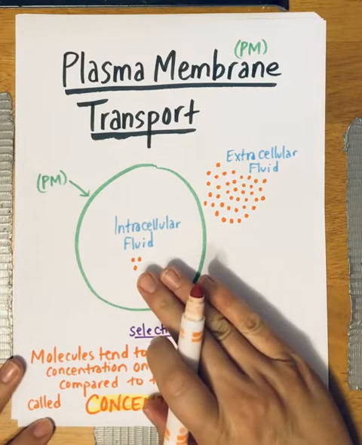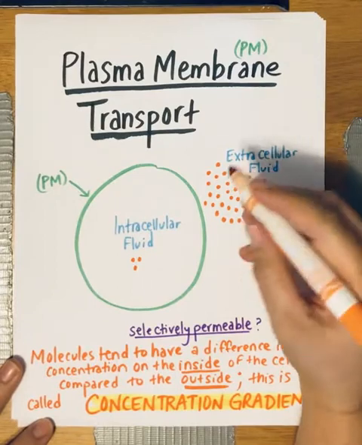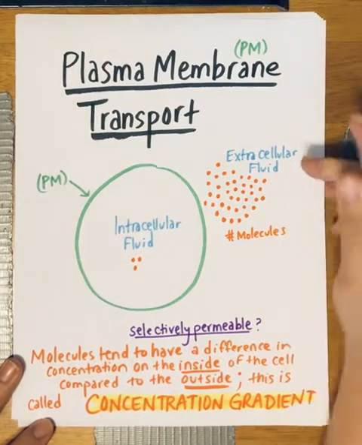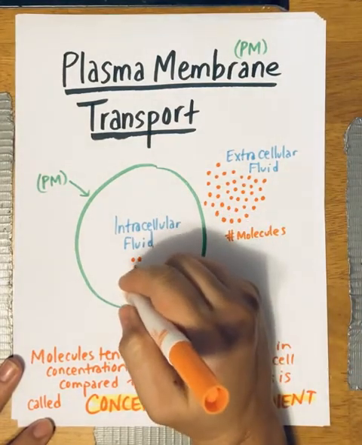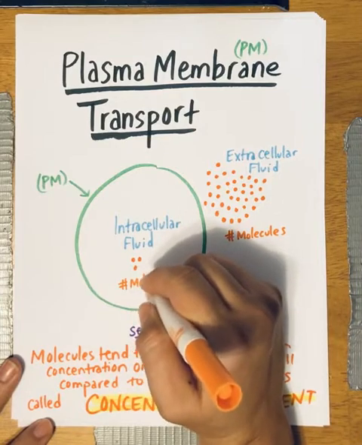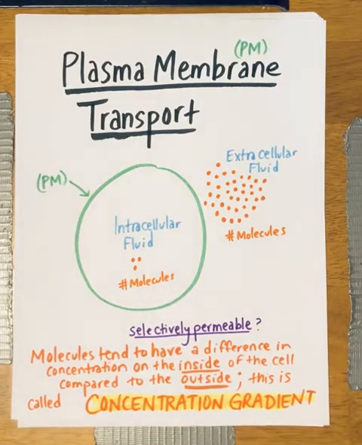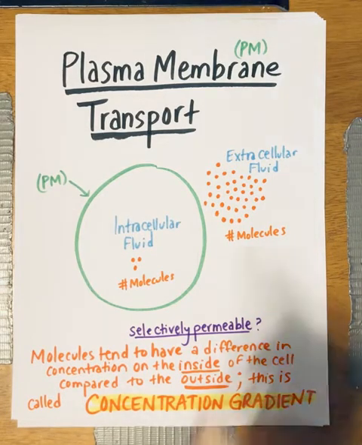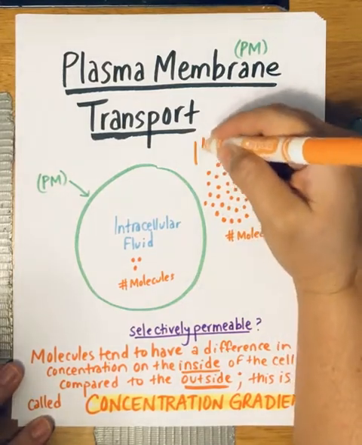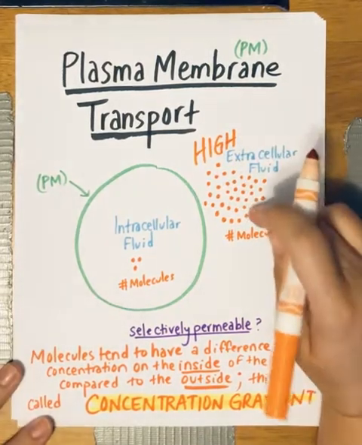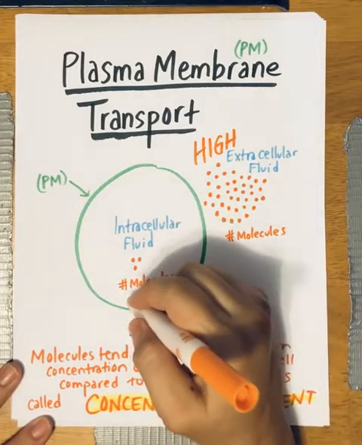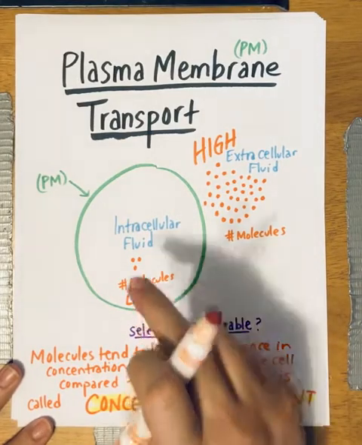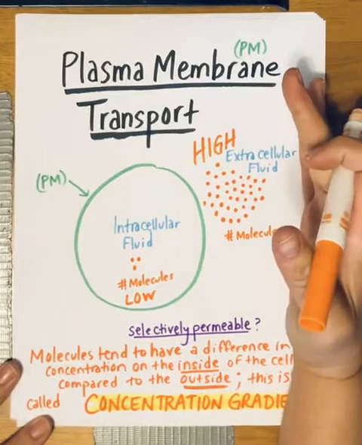So we compare the number of molecules on the outside in the extracellular fluid versus the number of molecules on the inside of the cell. That is what we call a concentration gradient. Now it can be reversed. We would literally call this a high concentration because there's more molecules. This would be considered a low concentration. Low concentration on the inside compared to the high concentration on the outside.